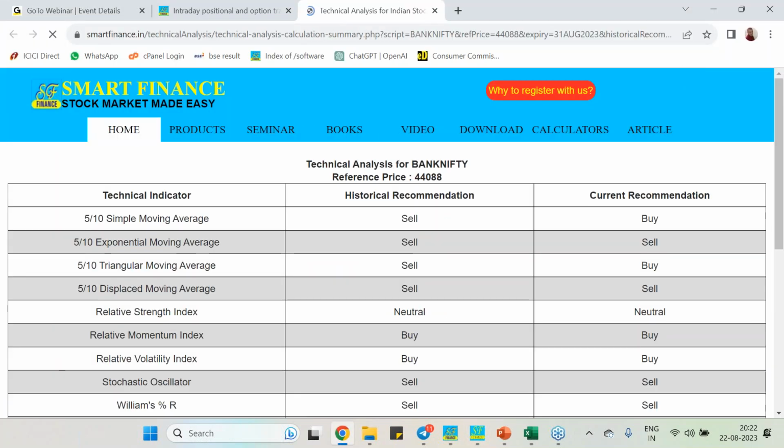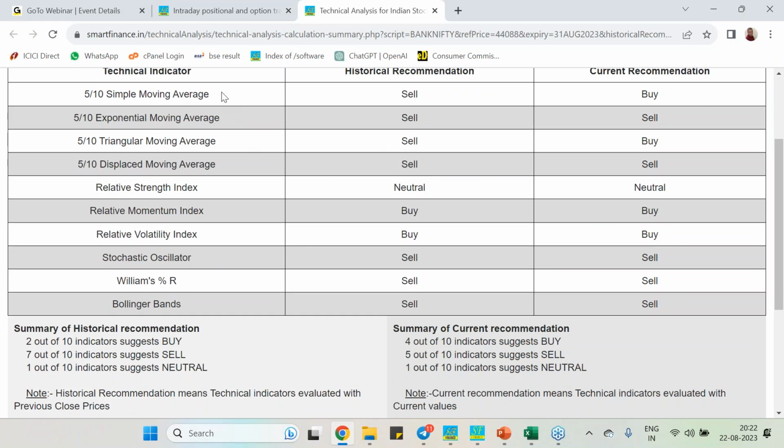So here, once you go for the analysis, how many moving averages have I given here? Simple moving average, exponential, triangular, displaced. You may know simple and exponential, but very few people know the triangular and displaced moving average. And another T series moving average is also going to come and be added here. Relative strength index RSI, RMI, relative volatility index, stochastic, Williams, Bollinger Band, all these things are there.